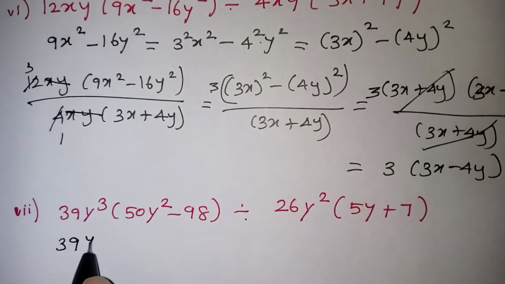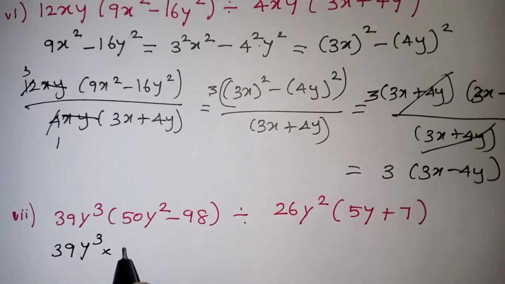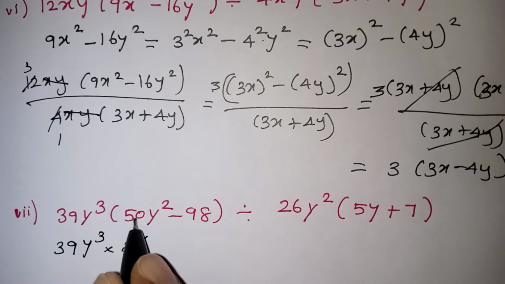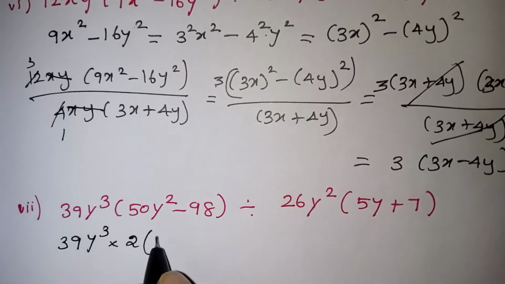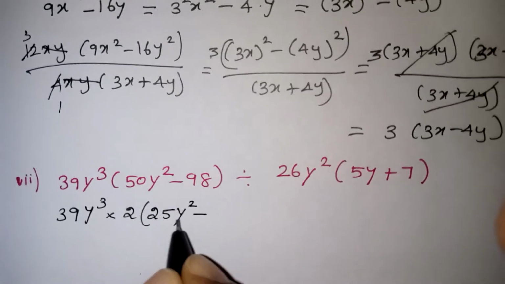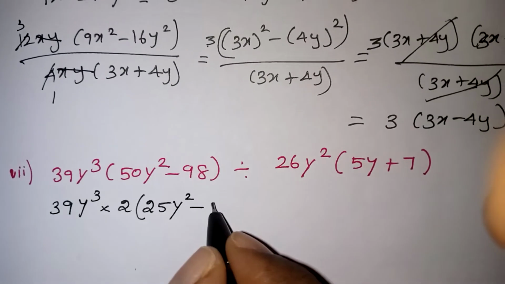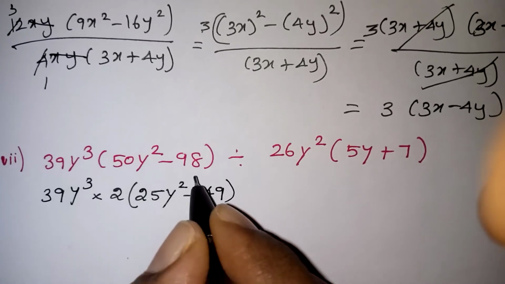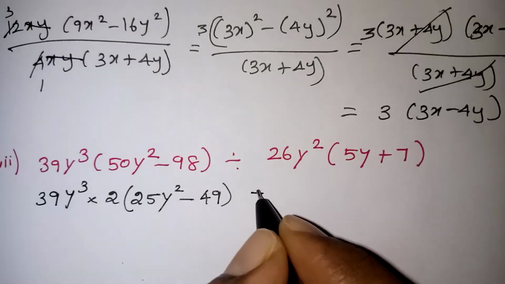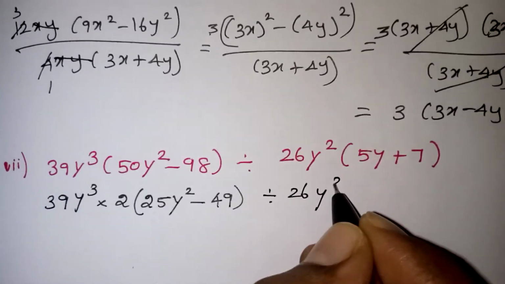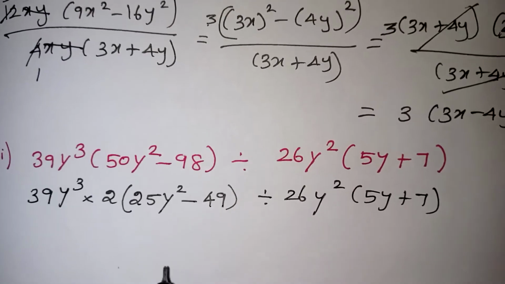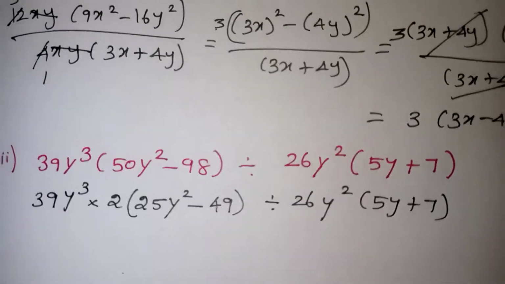So 39y cube will come as it is, multiplied by 2 we are taking out. The remaining will be, 2 into what number will give you 50, we have to think. So 2 into 25 will give you 50. Take this y squared. Minus, 2 into what will give you 98? 49. Or else you can divide 98 by 2 also, it will bring you 49. Divided by this term, you can keep it as it is, because we don't have any formula to write it. Now the next step.